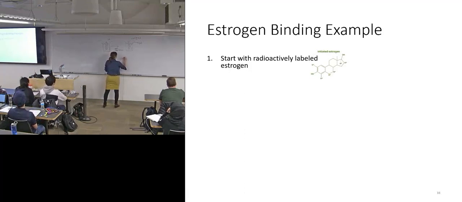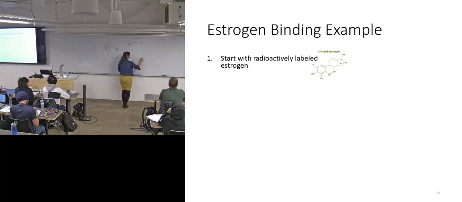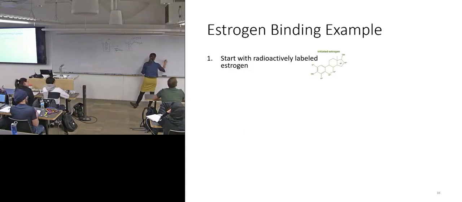So tritium is a hydrogen isotope, 3H. It's 1 proton and 2 neutrons. It has about 3 times the mass of regular hydrogen. So that's the radioactive isotope we're going to use, and we're going to tag all of the hydrogens on our estrogen with this isotope.